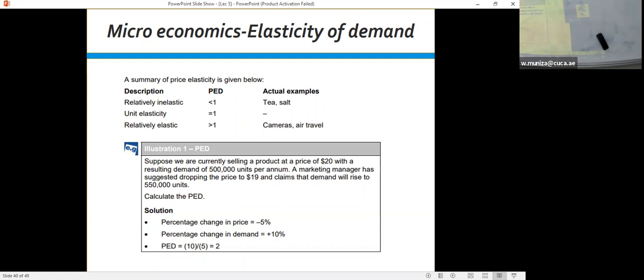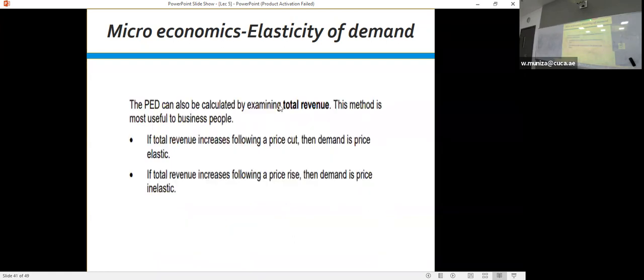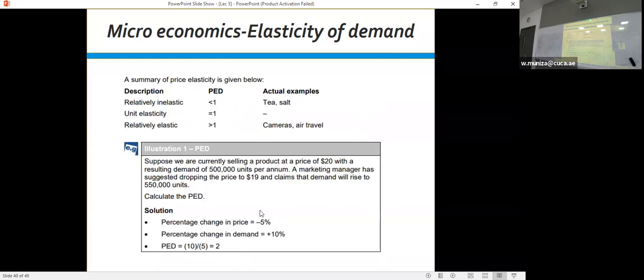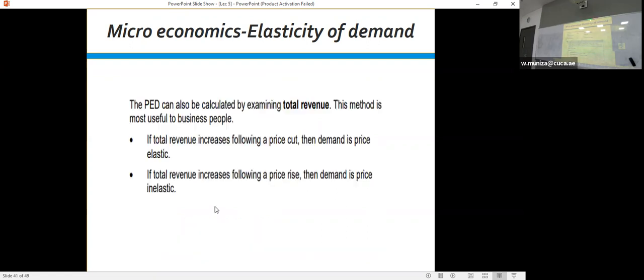Everyone clear now? The same way we are going to calculate the percentage change in demand. And if the answer is negative, it means that there is a decrease in price. If the answer is positive, it means that there is an increase.